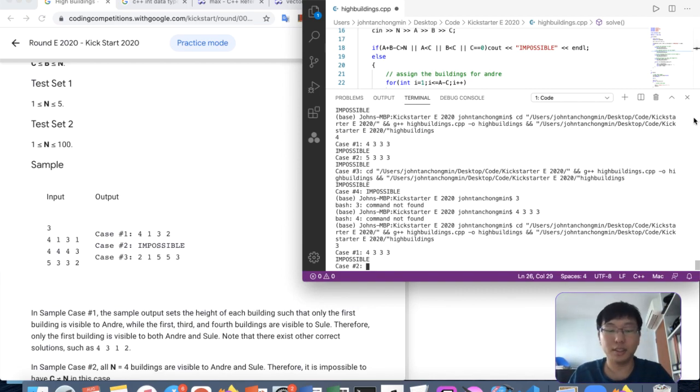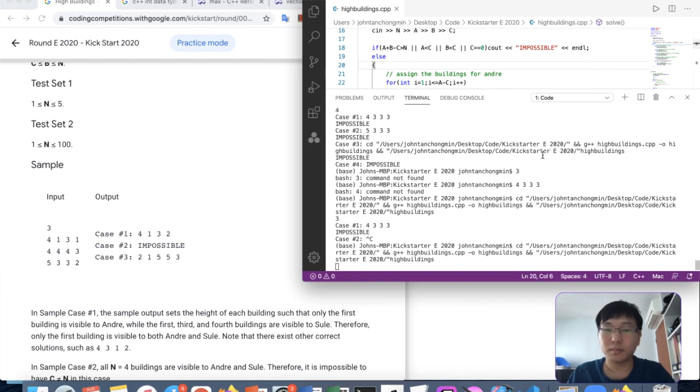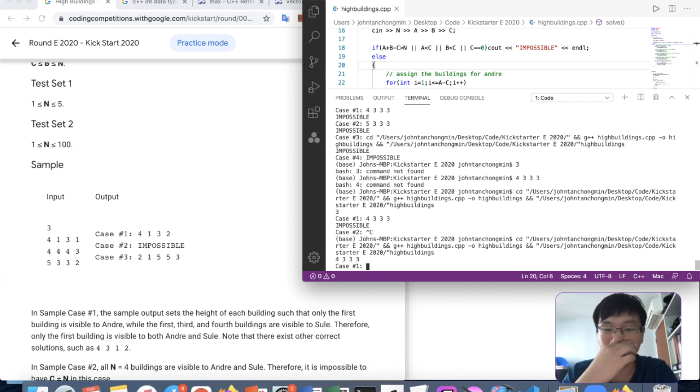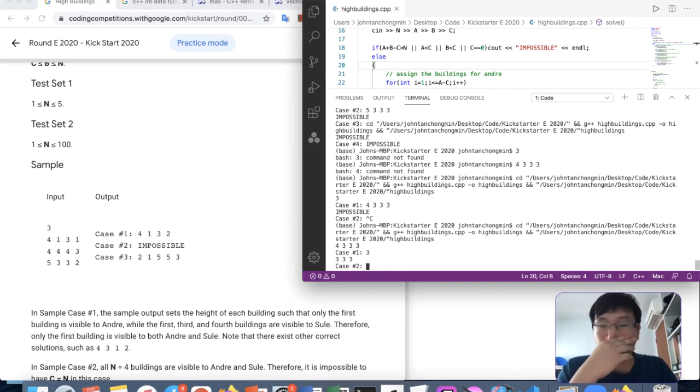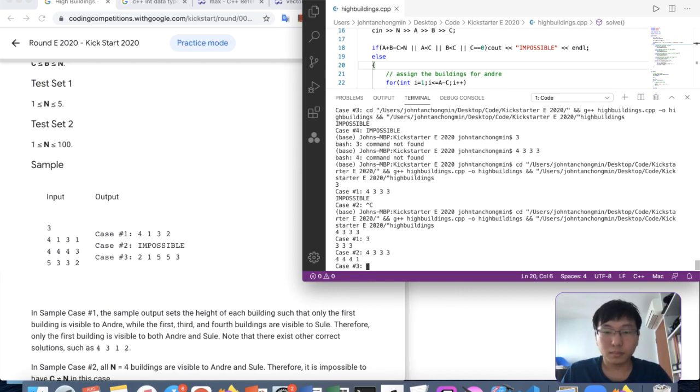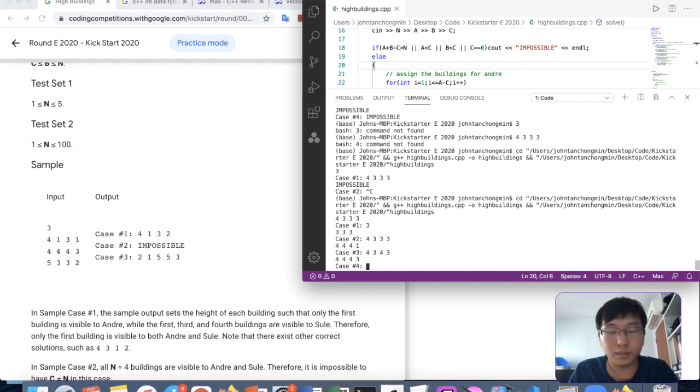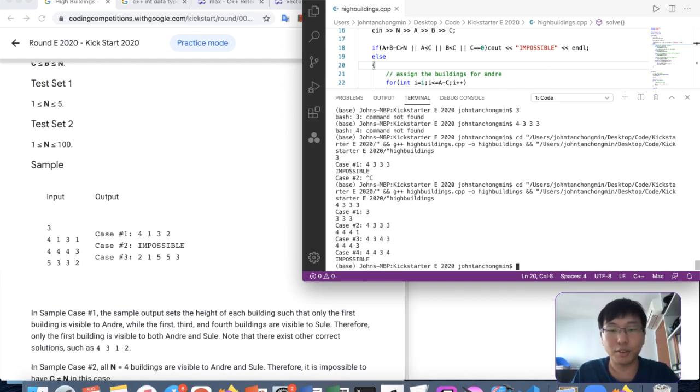Oh, I didn't save this yet. Cheeky, this Kickstarter. Don't give all the cases. Yeah, so it is possible. We just need to put this one over here, in the middle of the four. Then it's possible already. Okay, 4 3 4 3 is possible also. Yeah, actually this is correct. How about 4 4 3 4?